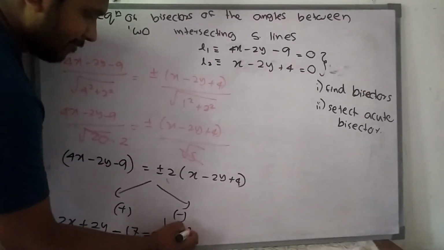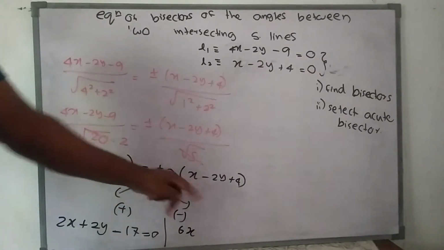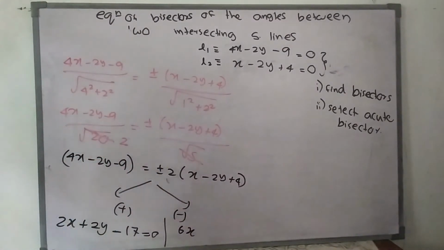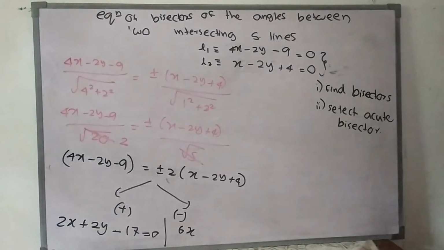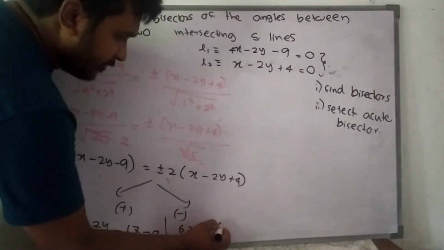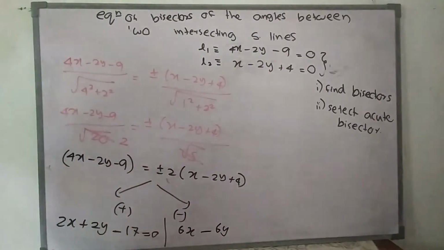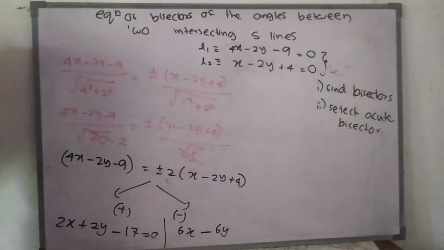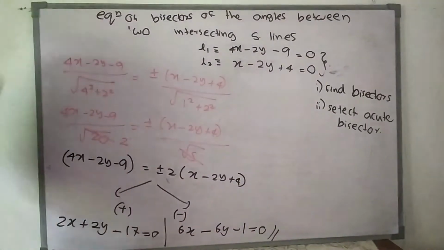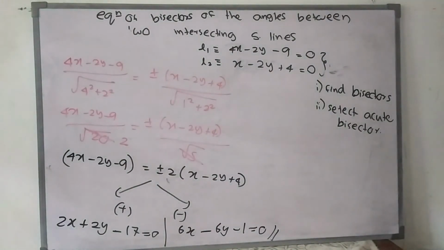6x plus 2y plus 4y minus 6y plus minus 8, come to the other side, minus 1. These are the equations of the bisectors, right?